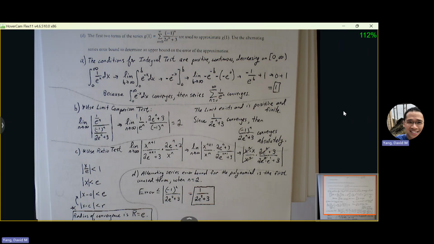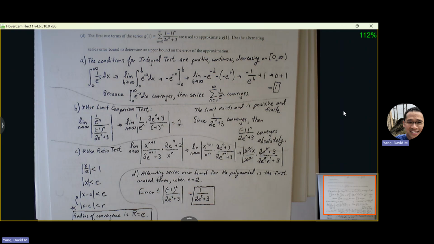Part D, they tell us to use the alternating series error bound. So we know we're looking at the first unused term to estimate the accuracy of our approximation.